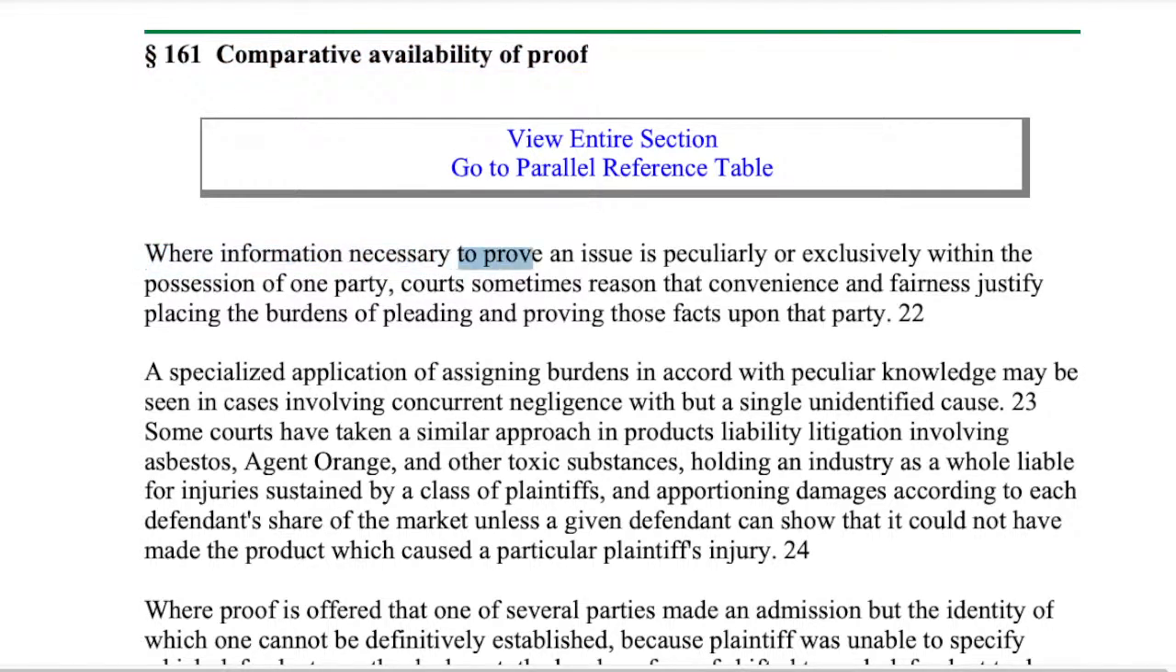Where information necessary to prove an issue is peculiarly or exclusively within the possession of one party, courts sometimes reason that convenience and fairness justify placing the burdens of pleading and proving those facts upon that party. A specialized application of assigning burdens in accordance with peculiar knowledge may be seen in cases involving concurrent negligence, but with but a single unidentified cause. That's a difficult one there.